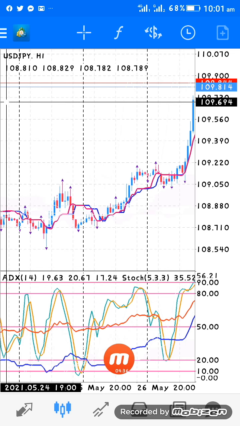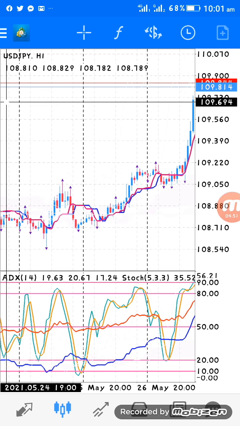But now I'm going to tell you the hours that you use to follow this, to enter your trades, because in most cases, in those hours, that's when the Ichimoku and the stochastic are always in place.